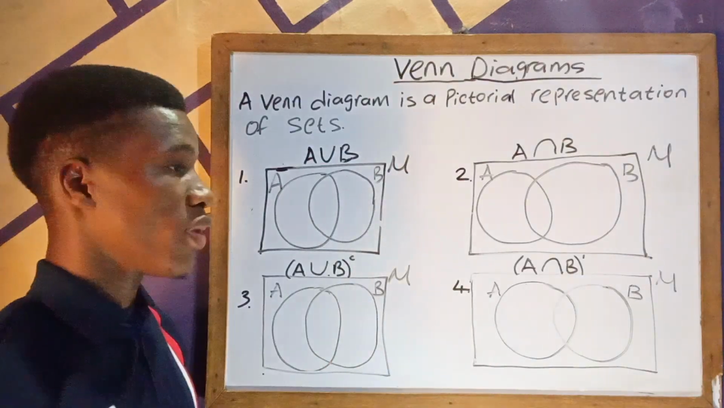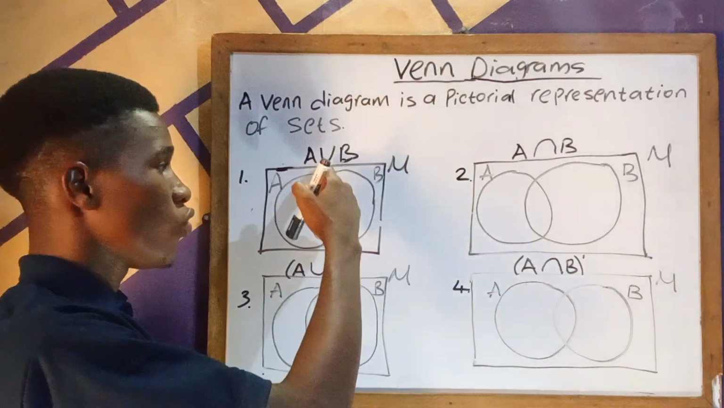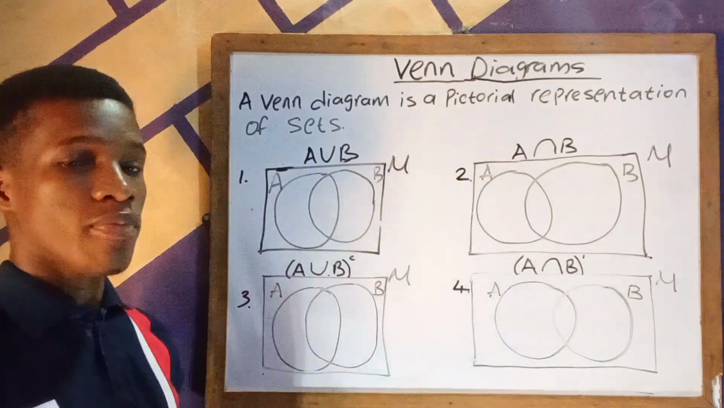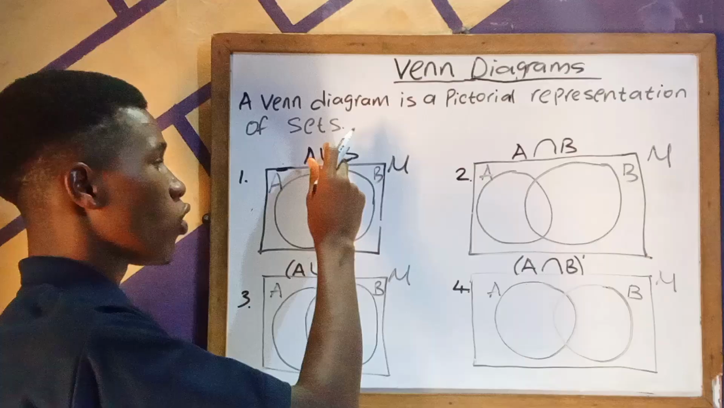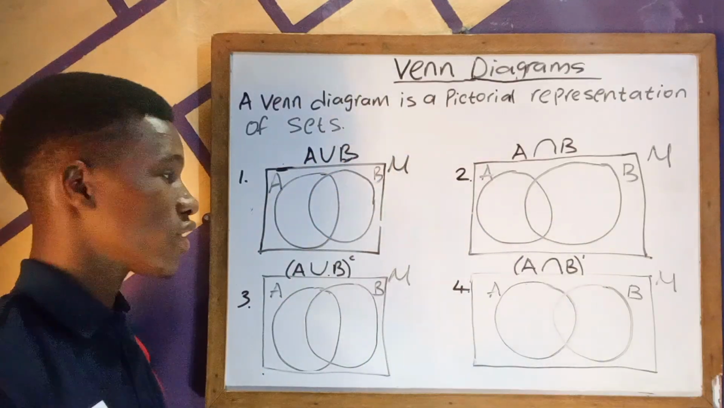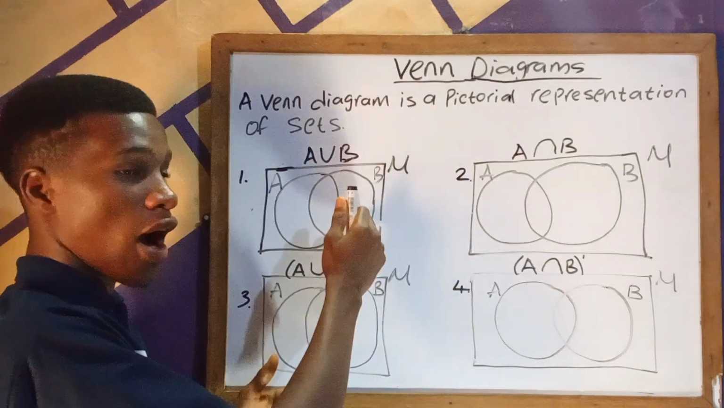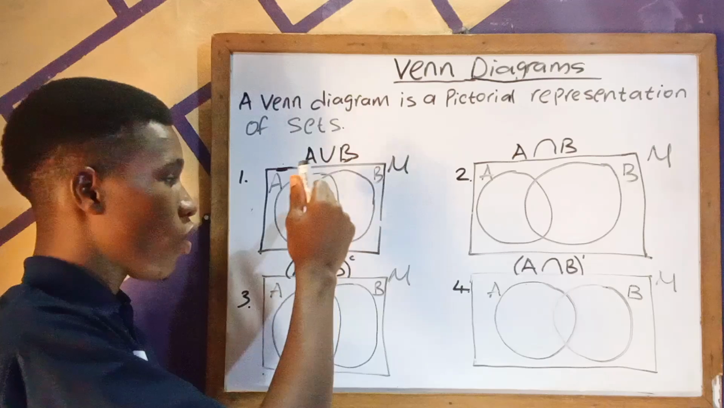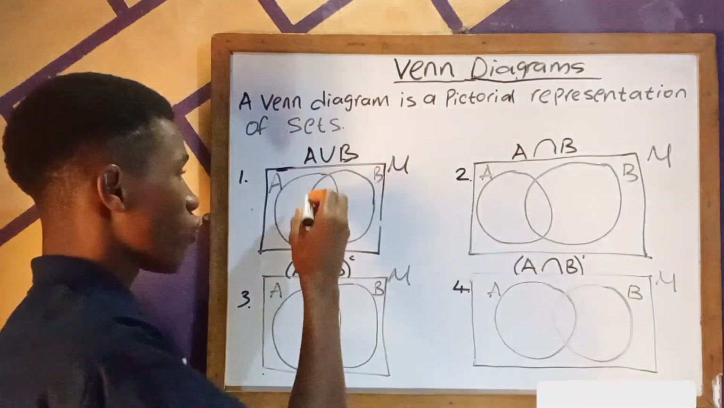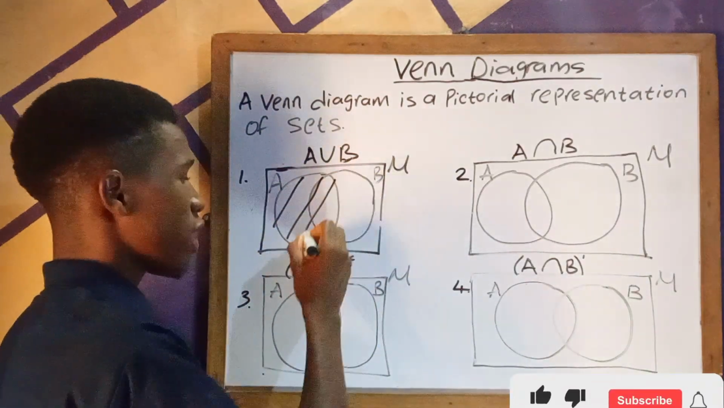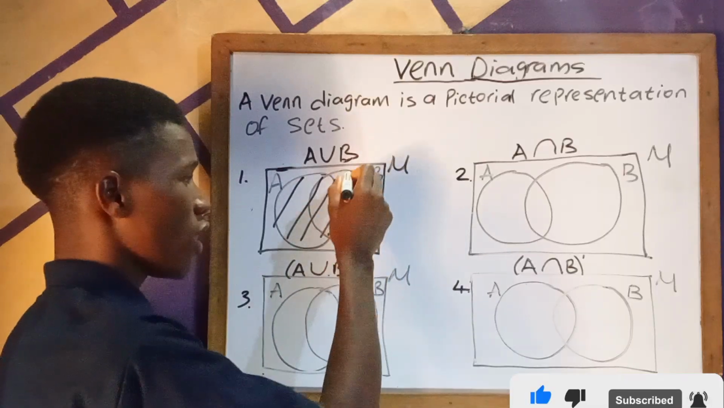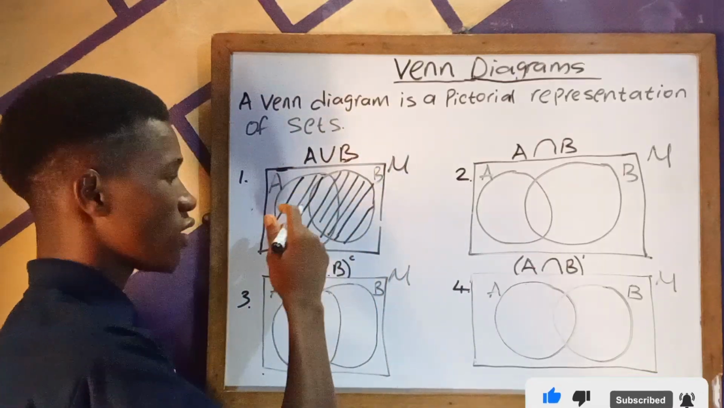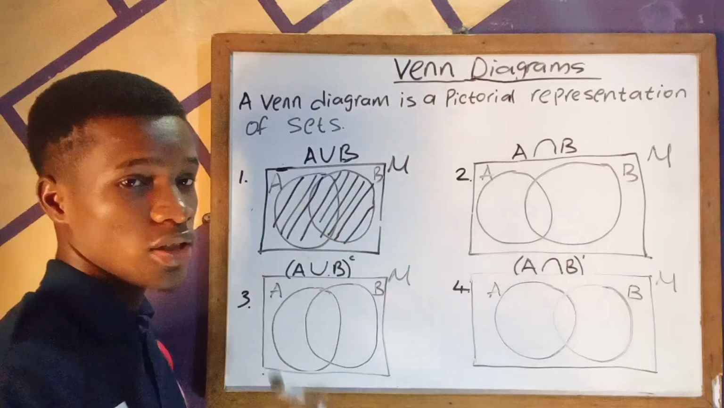Now, from this first case here, we have A union B. Now, we are going to shade the part that this operation affects. So A union B, from our definition of union, we say that it is all the elements in A, or the elements in B, or the elements that are both in A and B. So from this case now, we have that all these parts comprise the union of A and B. This shaded part represents A union B.